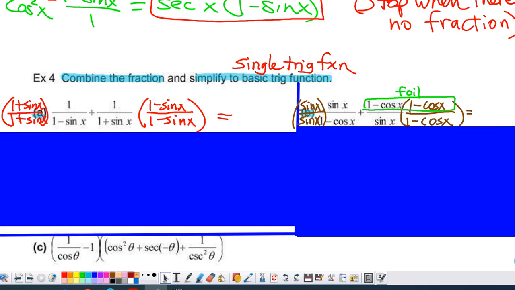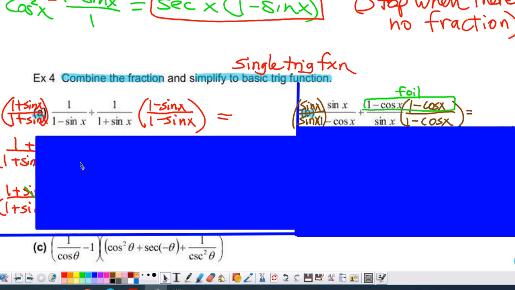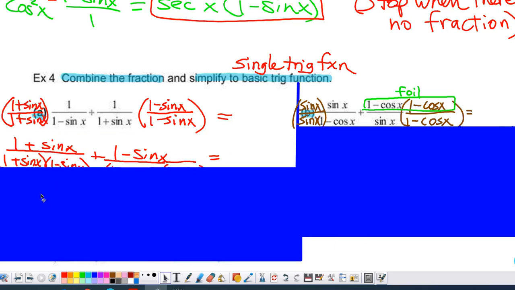Example 4 asks us to combine the fractions and simplify to a basic trig function. So that's a fancy way of saying a single trig function. So once again, I'm going to multiply each fraction by its own conjugate. The conjugates are different between the first and second fraction. The first fraction's conjugate is 1 plus sine x. The second fraction's conjugate is 1 minus sine x. So I'm going to multiply each fraction by the conjugate over the conjugate.